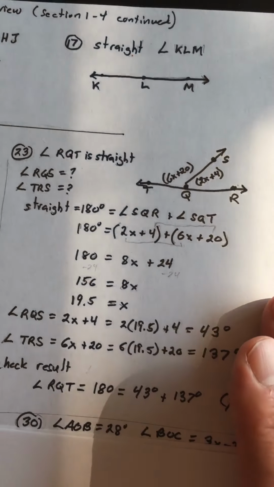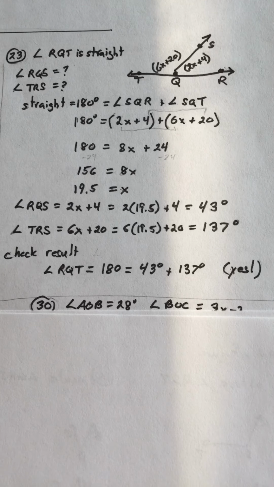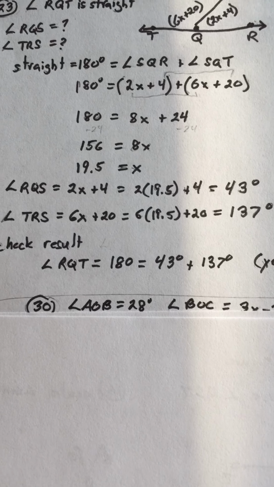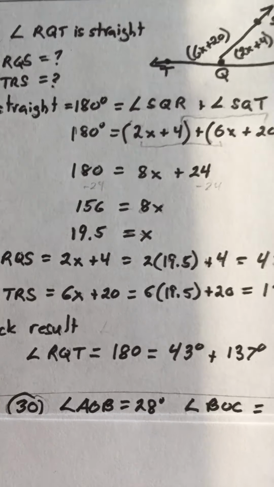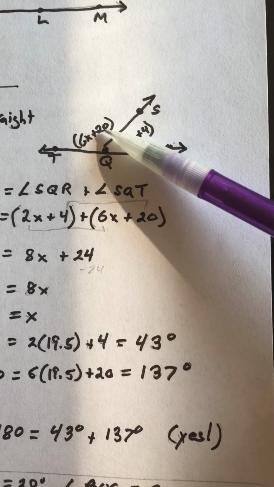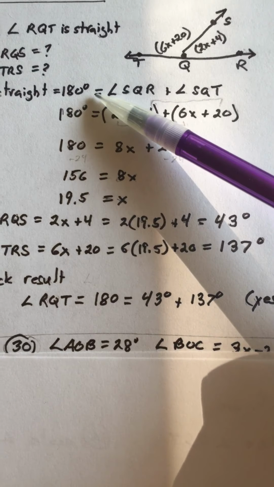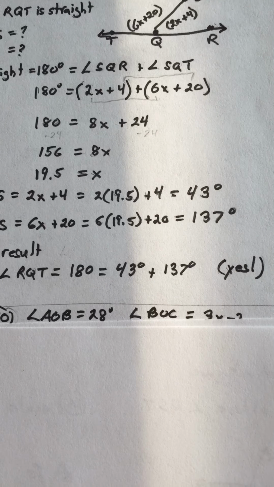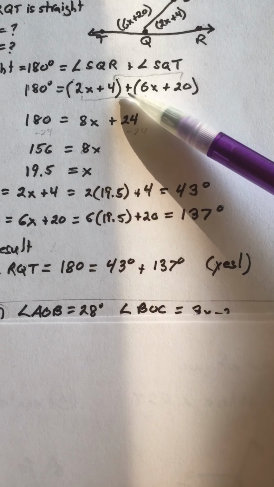Now going over to our next problem, 23, we have the angle RQT is a straight angle, straight line, and they want to know what RQS and TRS are. And again, they give us the formulas for what the angles are. Again, not the length of the line, but the angles. So knowing it's a straight angle tells us it's 180 degrees, and the two component angles, SQR and SQT, have to sum up to 180. So I plug in the formulas that they gave me.